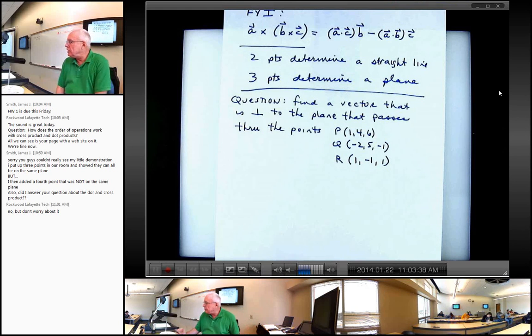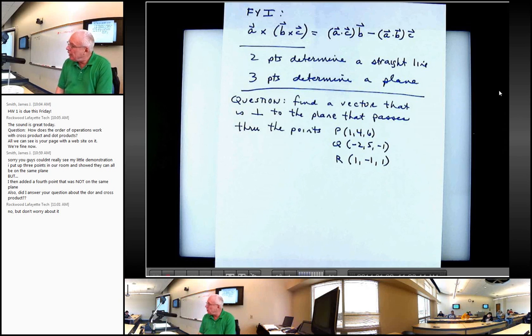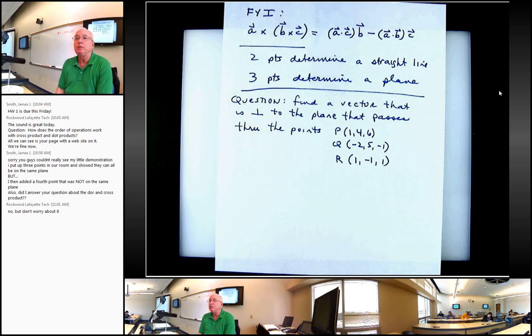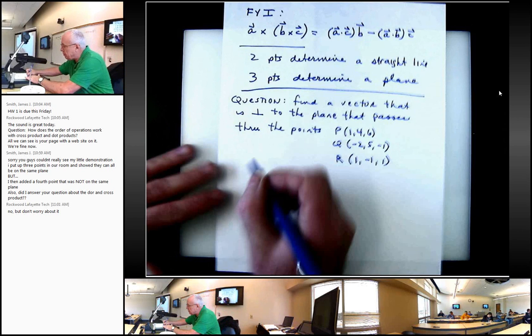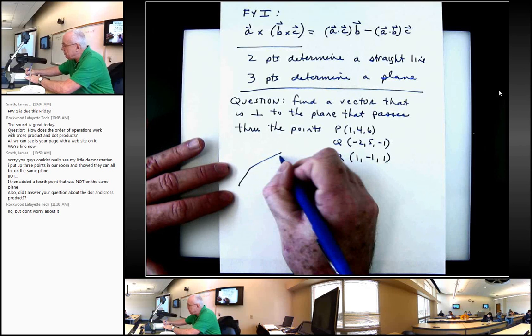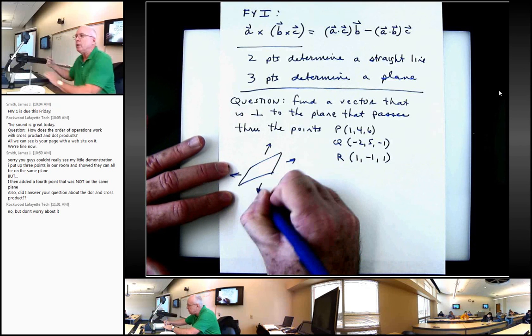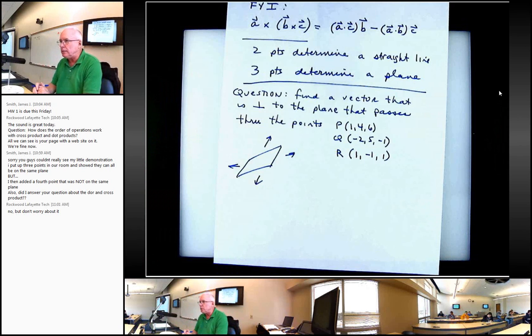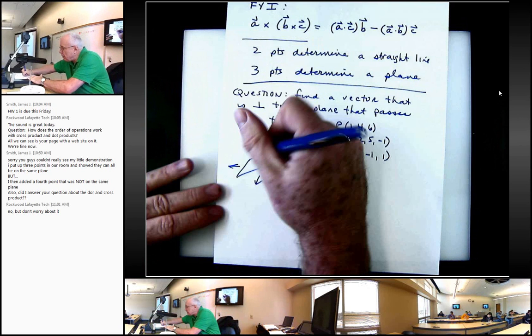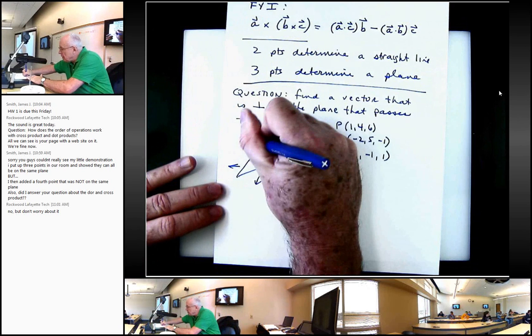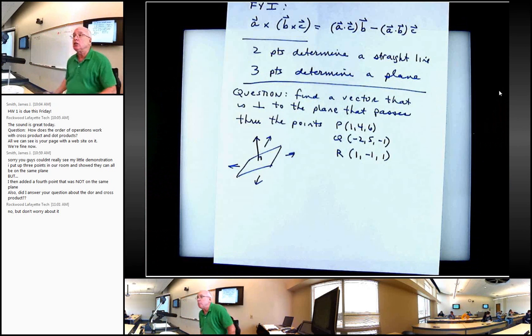So let's look at this type of problem here. We're given 3 points, P, Q, and R, and we're asked to find a vector that's perpendicular to the plane that contains those 3 points. So we know that there is a plane that contains these 3 points. Basically we're going to have something that goes out in all directions. Okay, there's a plane that contains those 3 points. What we're asking for is a vector that is perpendicular, forms a right angle with the plane.